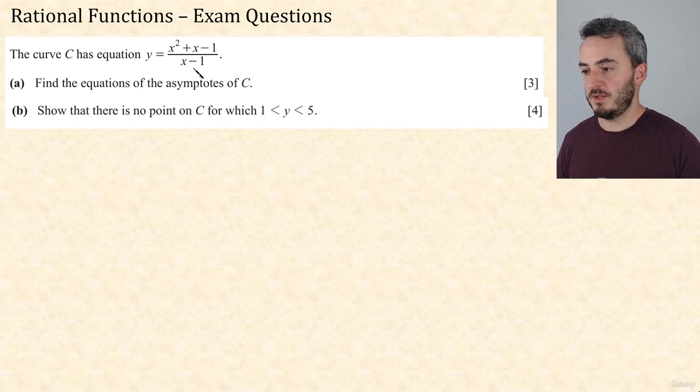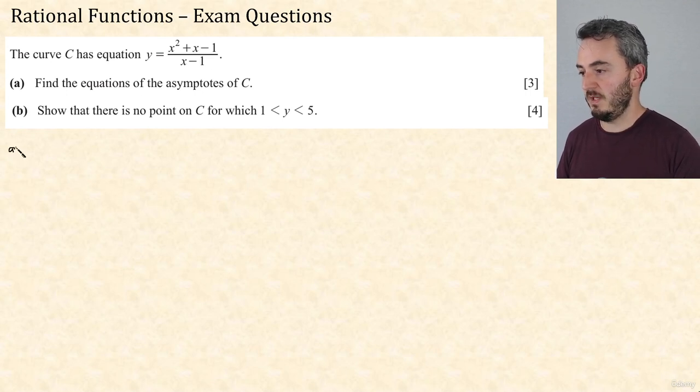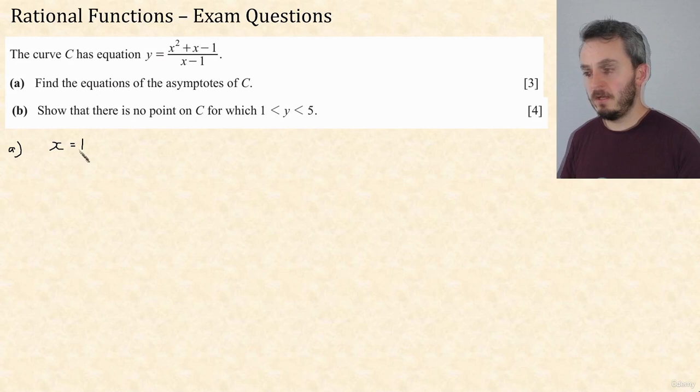Find the equations of the asymptotes. So we can see that the degree of the numerator is bigger than the degree of the denominator. So this is going to have an oblique asymptote, but it's also got a vertical asymptote, which is an easy one to find. It's simply x equals 1. So there's one of them. Now for the oblique asymptote, I just need to do a bit of division.